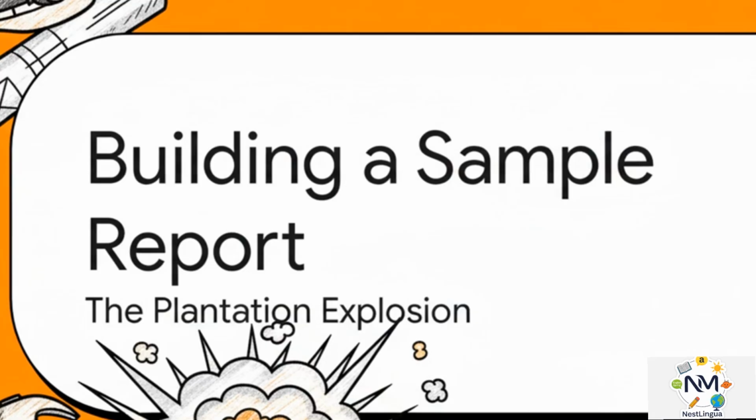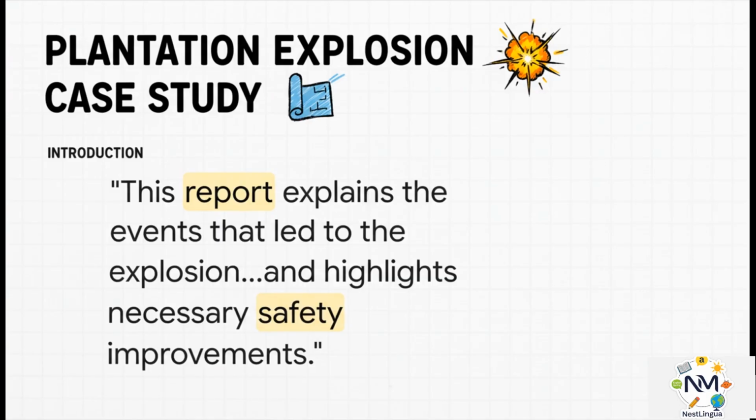All right, it's time to put on our hard hats. In Section 5, we're actually going to use our blueprint and our tools to build a sample report piece by piece based on this plantation explosion case study. So we start right at the top with a clear title and purpose. Report on the explosion at the plantation. And the intro? This report explains the events that led to the explosion and highlights necessary safety improvements. It just sets the stage perfectly, doesn't it?